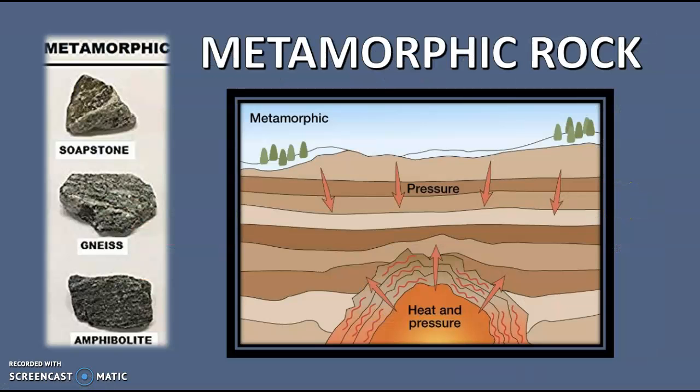The second rock that makes up the rock cycle is our metamorphic rock. This rock may form by friction of the Earth's shifting crust, pressure deep within the Earth, or even radioactive decay. The heat and pressure cause the rock structure to change, so it may take on a new form. And a couple of different types of metamorphic rocks could be our soapstone, gneiss, or the amphibolite rock.